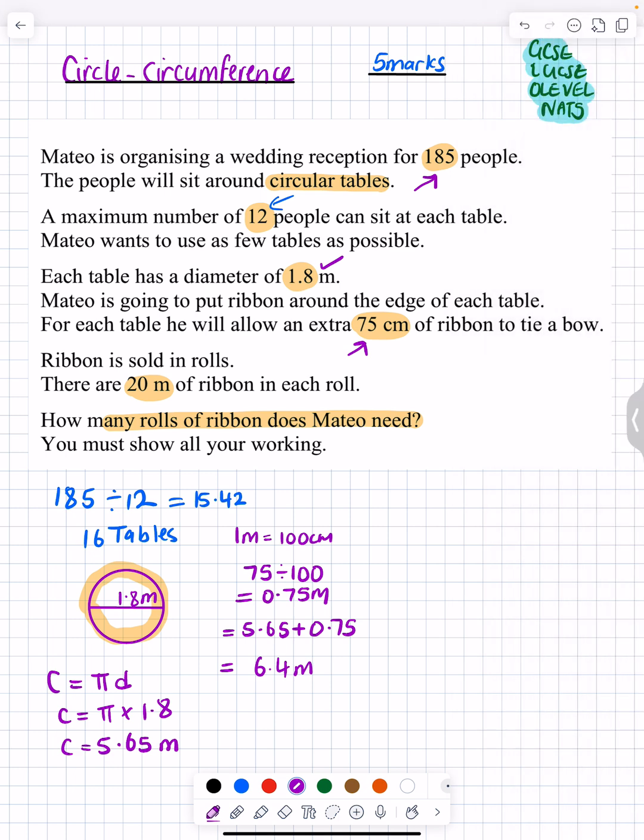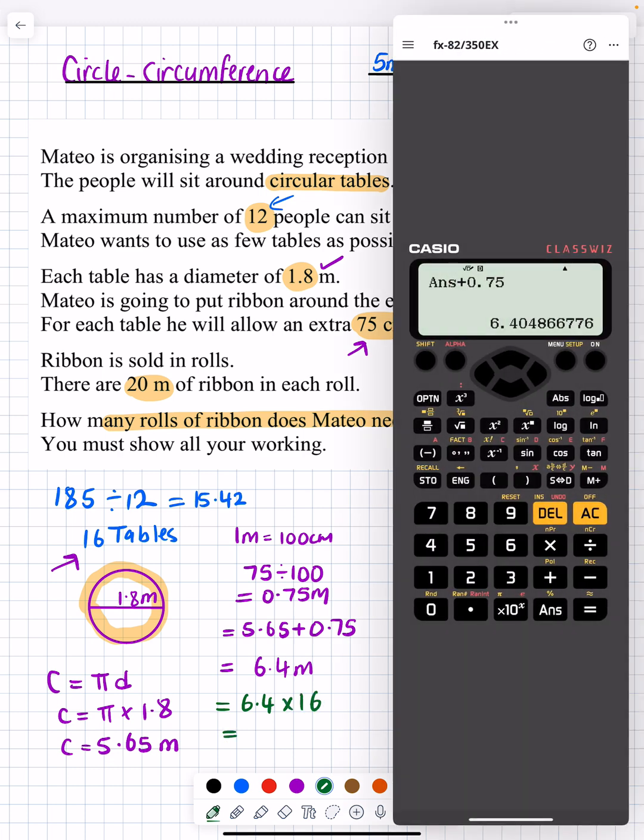Now we know that we need 16 tables, so we multiply by 16 to work out the total length of ribbon that we need in meters. 6.4 times 16 gives us 102.48 meters to two decimal places. So that's the total amount of ribbon that we need.